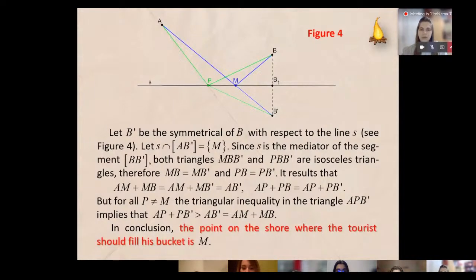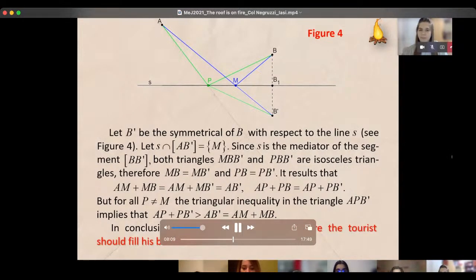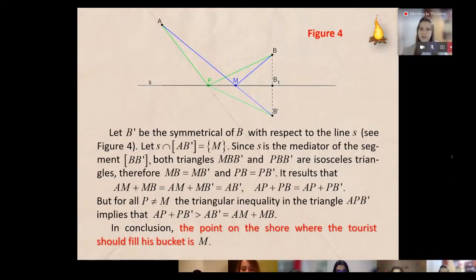Let B prime be the symmetrical of B with respect to the line S, and M be the intersection between S and AB prime. Since S is the mediator of the segment BB prime, both triangles MBB prime and PBB prime are isosceles triangles. Therefore, AM plus MB equals AM plus MB prime equals AB prime, and AP plus PB equals AP plus PB prime. But for all P different from M, the triangular inequality implies that AP plus PB prime is greater than AB prime. In conclusion, the optimal point is M.